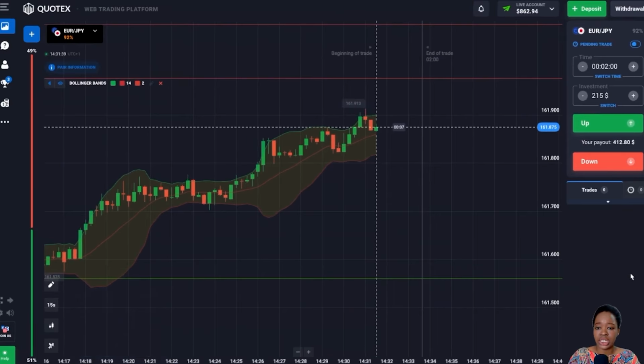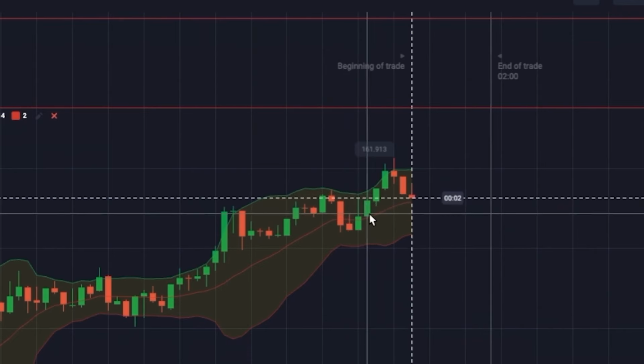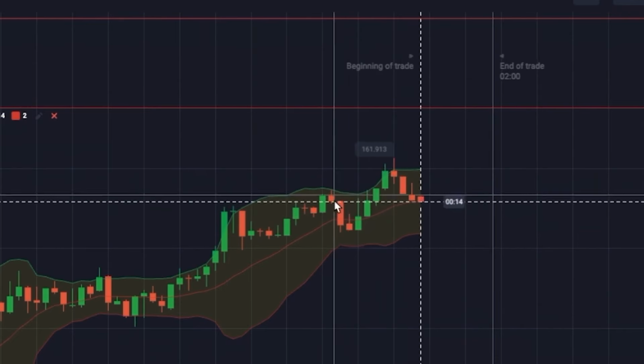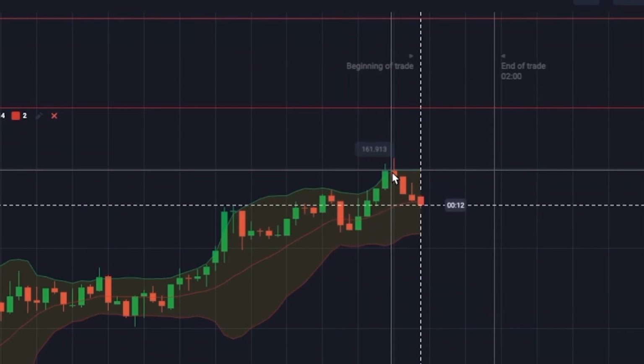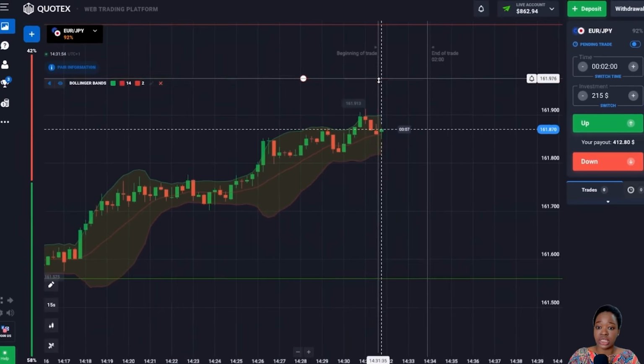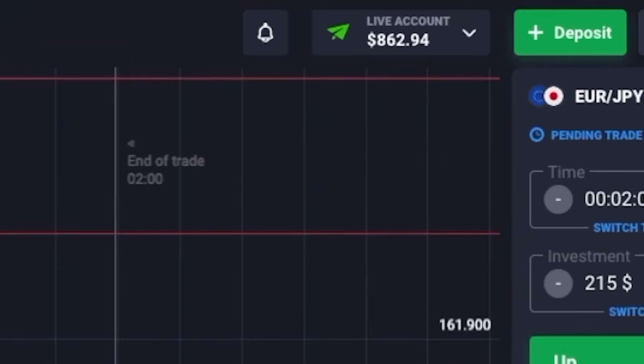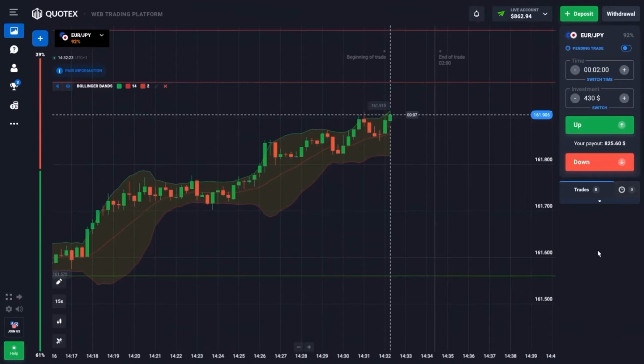Well friends, you can see that again my expectations were fully justified. The deal worked out well because you can see I correctly assumed that the movement within the Bollinger Band's ascending channel will continue in the direction of the resistance level, and at the moment you can see that my deposit has grown to $862.